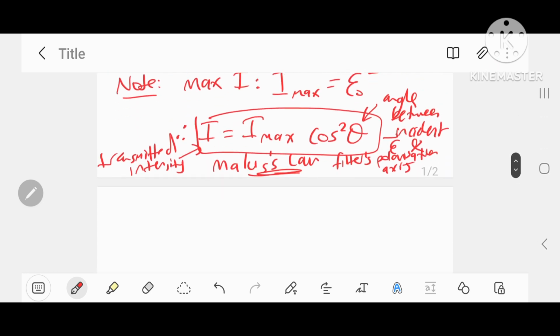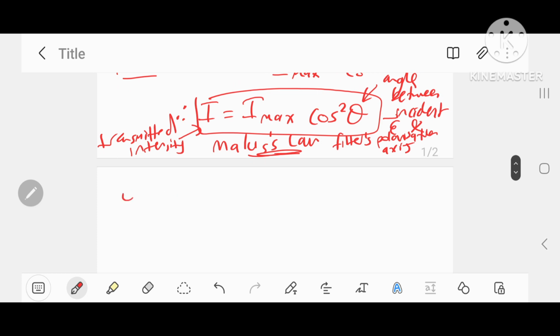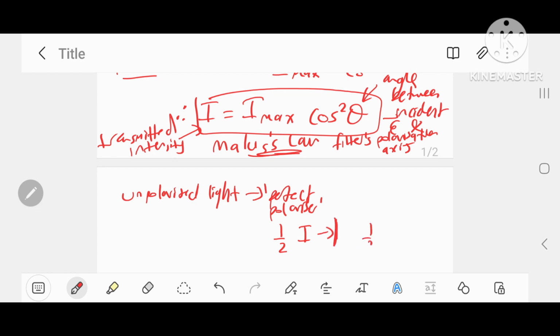Also, just to note, if you have unpolarized light hitting a perfect polarizer, by perfect, it means that half the light intensity will be absorbed into the filter and half the light intensity will be transmitted. Okay, it'll make its way through the filter. And this is because the electric field exists equally in all directions, okay, of the incident light.